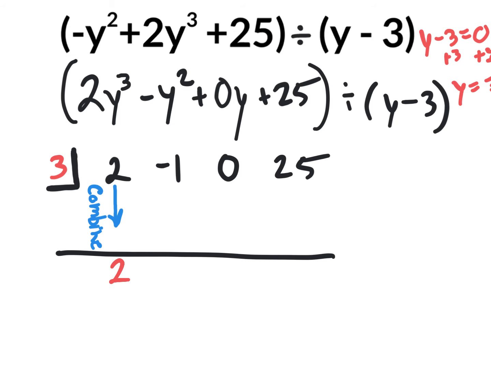Now, as you go up, you multiply. What do I mean by that? You take this 3 right here, and you multiply it by that 2, and you put your answer up here. So right here, I'm going to write the word multiply.